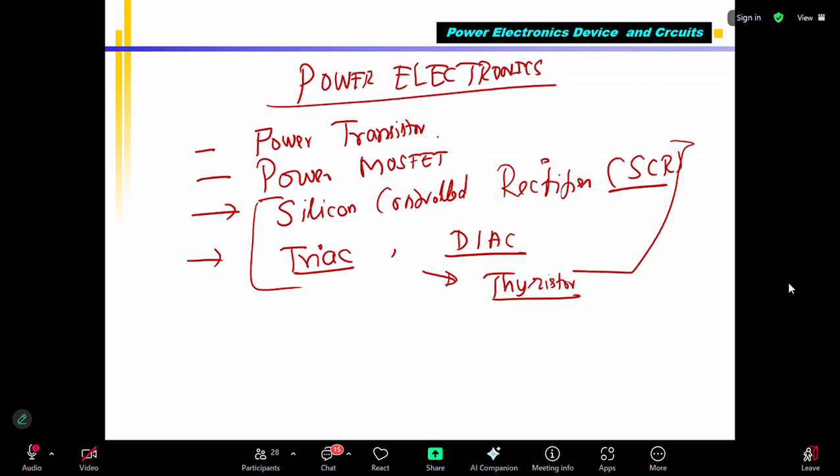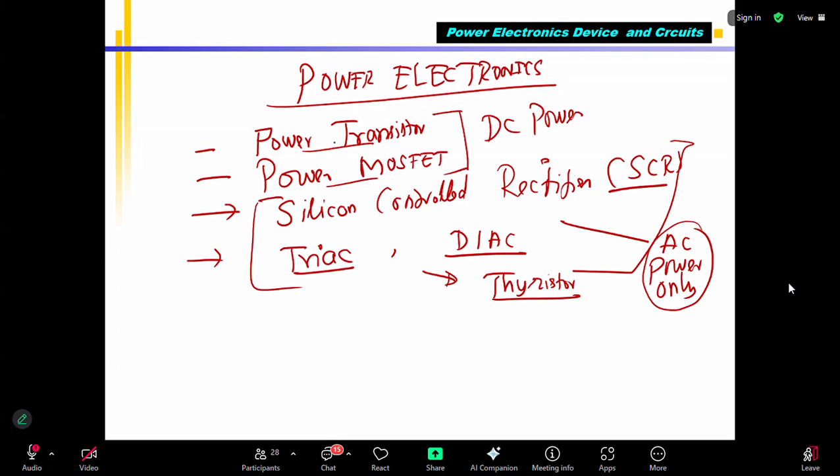Then, to control the DC power, see, this is used for controlling, note down, AC power only. Note down: SCR, triac, DIAC can be used for controlling AC power only. If it is DC power, then we have to use the power transistor. DC power means you have to use a power transistor or power MOSFET. You cannot use SCR, triac, and DIAC.